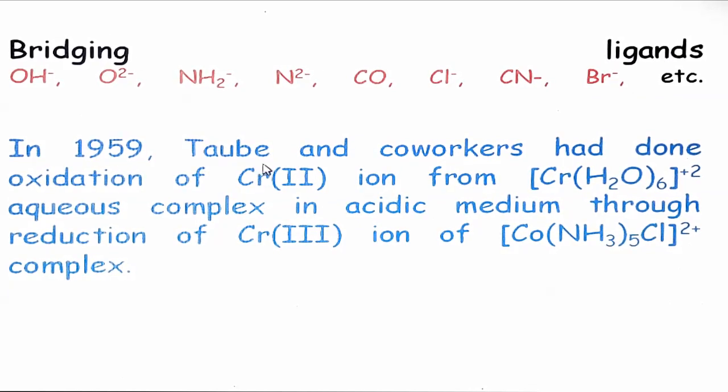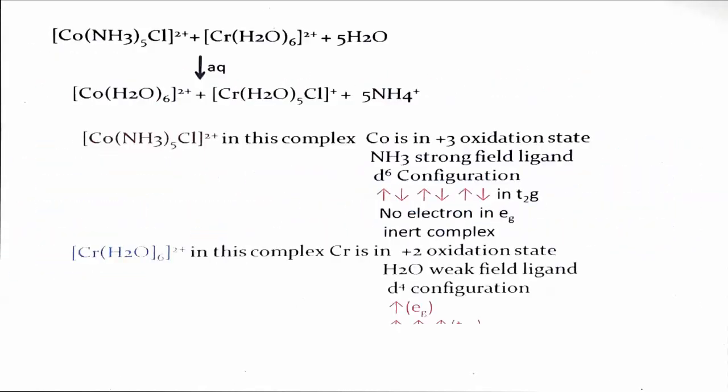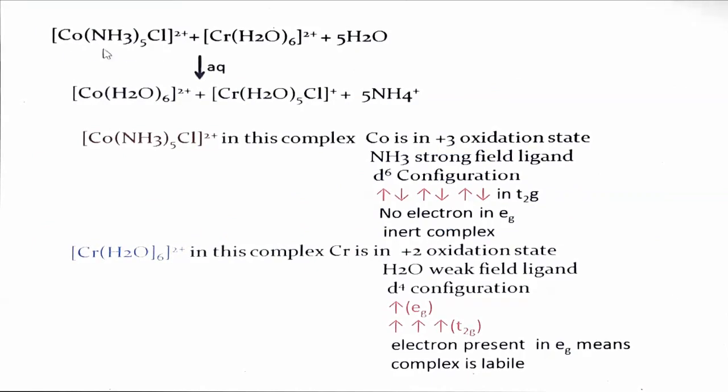In 1959, Taube and co-workers carried out the oxidation of chromium 2+ ion from the hexaaqua chromium 2+ aqueous complex in acidic medium, through reduction of cobalt 3+ in the pentaamminechlorocobalt 2+ complex. Now we will see the reaction of these complexes. Here I have written the reaction between pentaamminechlorocobalt 2+ and hexaaqua chromium 2+ in acidic medium with hydrolysis. We get hexaaqua cobalt and hexaaqua chromium chloride 2+ complex.